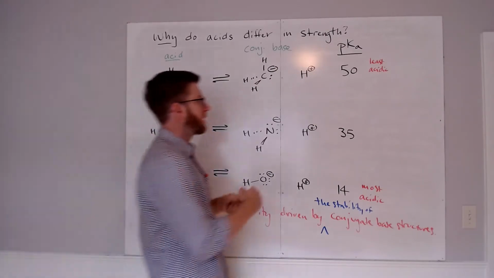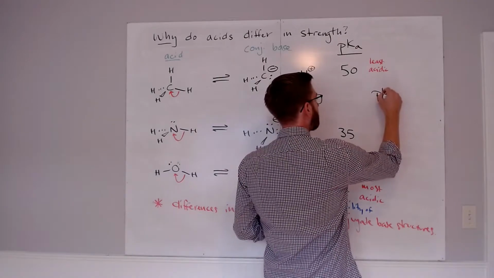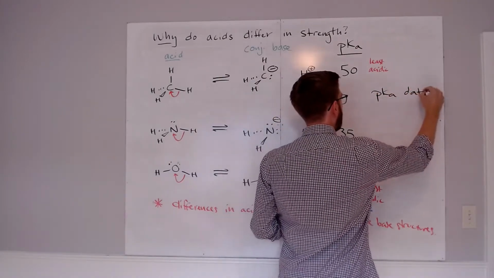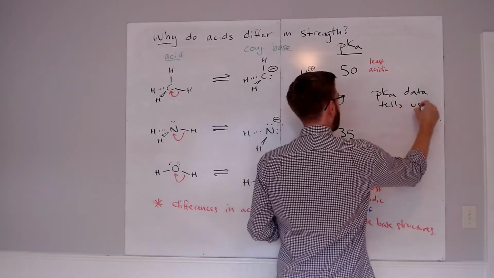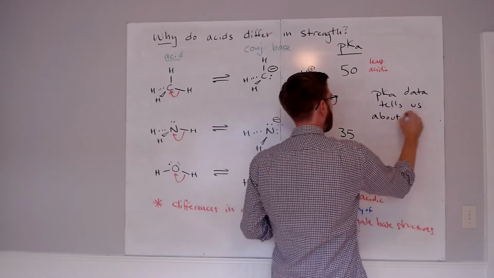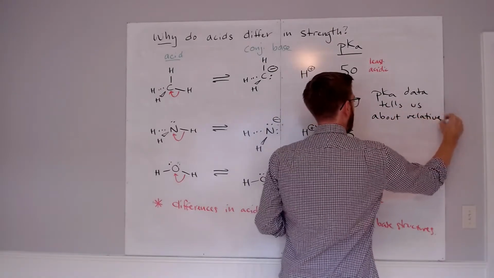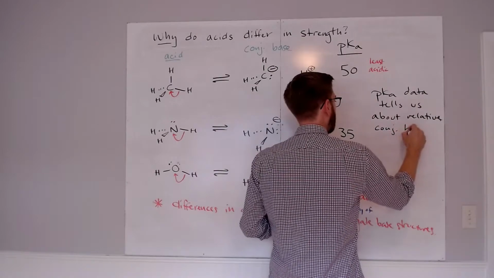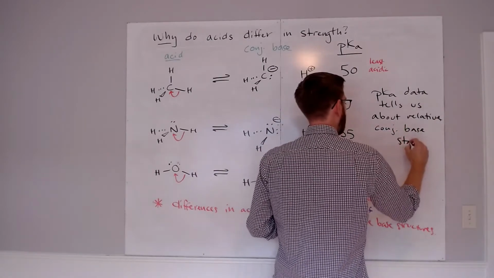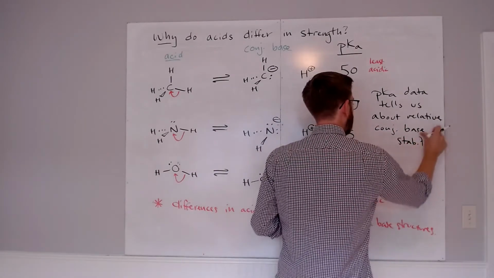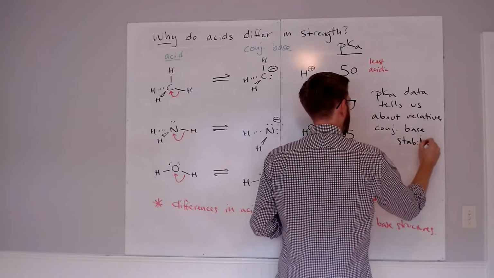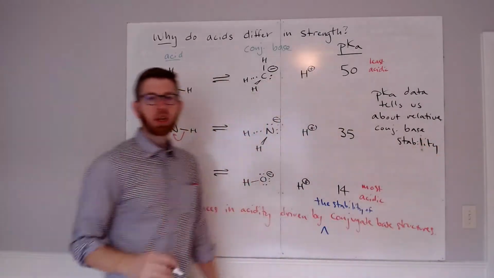So that's worth writing down. pKa data tells us about relative conjugate base stability. Stability. There we go. There's my spelling mistake for the video.